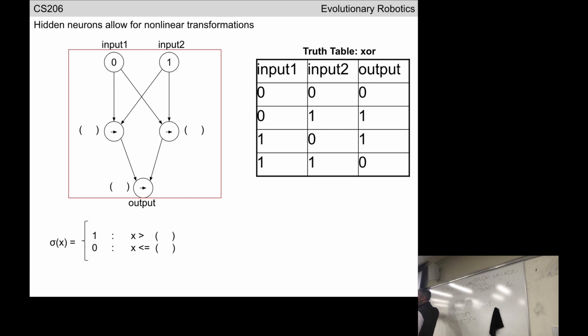0.5 and 0.5 and a threshold of 0.95, which will give us which one? That'll give us AND. So if we apply that to the left-hand hidden neuron, the left-hand hidden neuron will embody the AND function. We want the right-hand hidden neuron to embody the OR function. So it's 1, 1, 1.